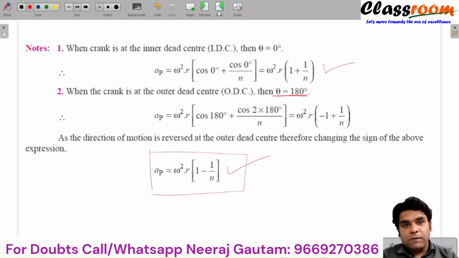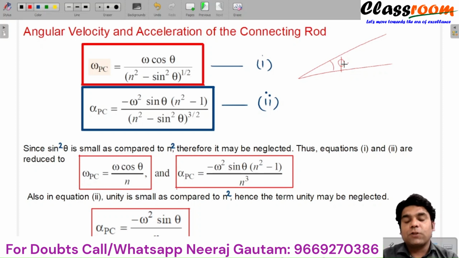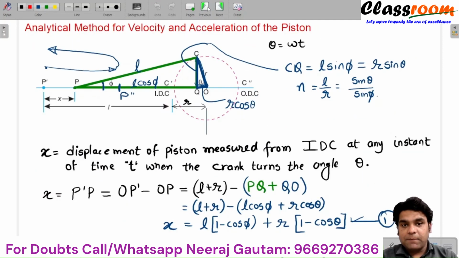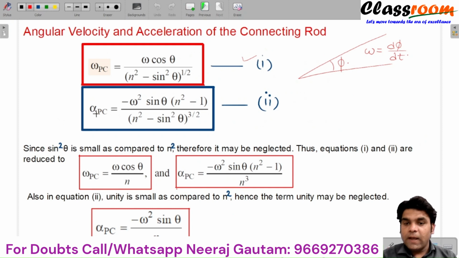Now we will see the velocity and acceleration of the connecting rod. We know that the connecting rod makes an angle phi at any instant of time with respect to the line of stroke. The angular velocity and angular acceleration of the connecting rod are given by the rate of change of this phi with respect to time. If I differentiate this phi with respect to time, I get this relation, equation 1, as the angular velocity of the connecting rod. The connecting rod is denoted by PC in our picture, and alpha PC is the angular acceleration of the connecting rod, which is given by this relation.